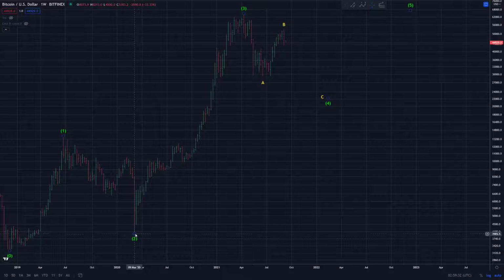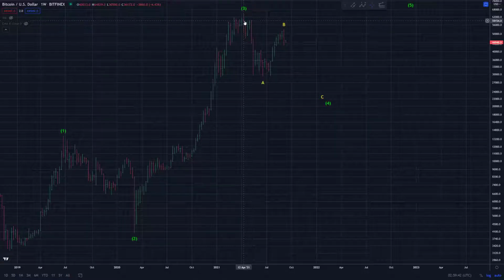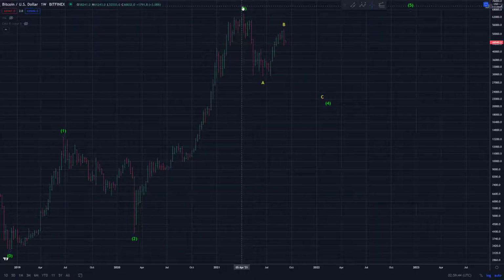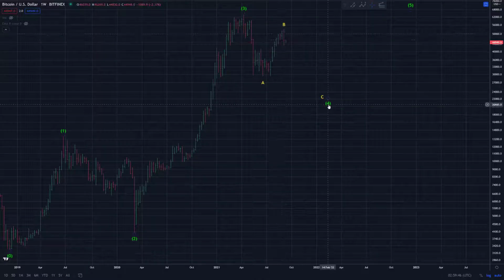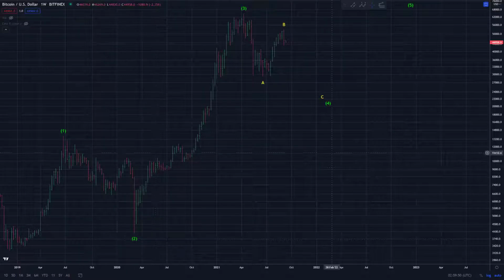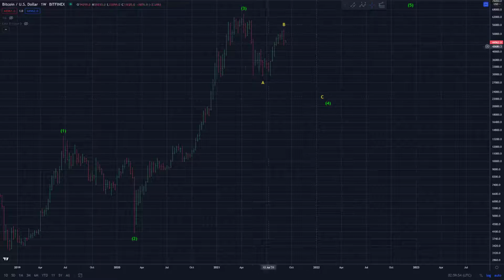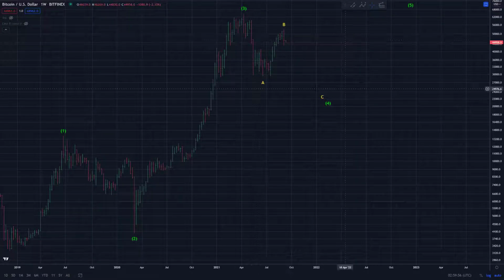We had our corrective wave two down to March of 2020. We had this third wave that ended close to 65,000 into April of this year. And now I believe we are still working the fourth wave correction to match up with the second wave over here. And I'll go through the two scenarios I'm most closely watching or favoring.